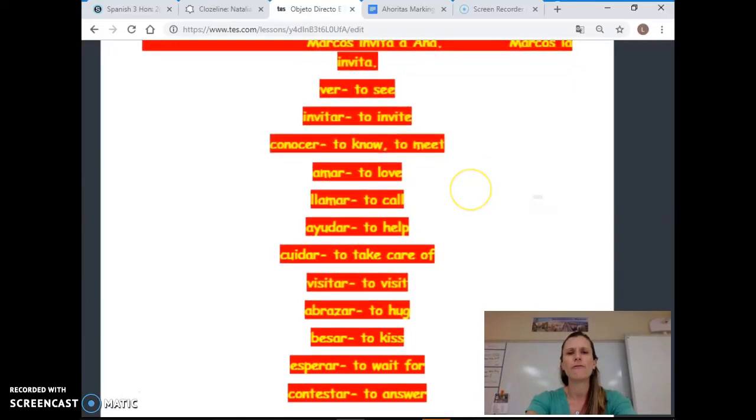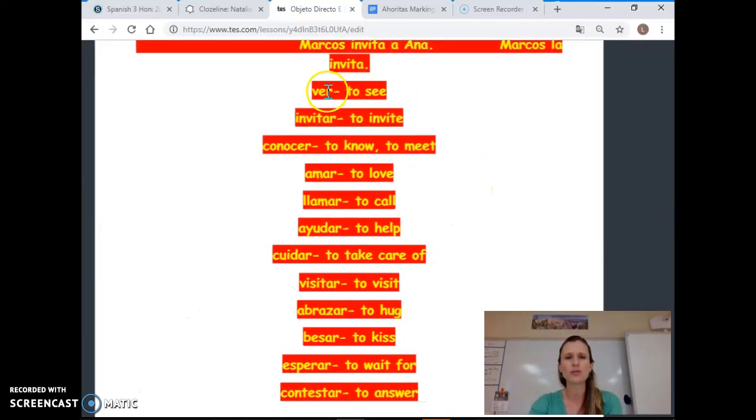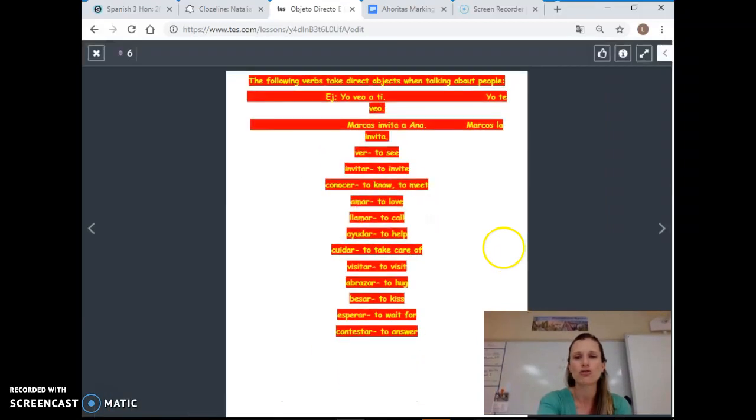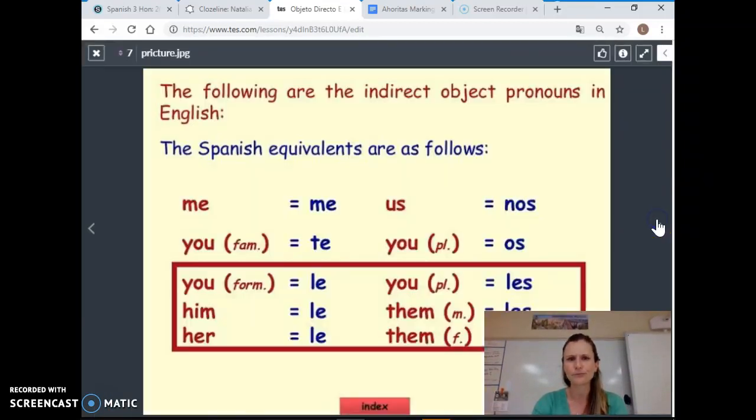These are verbs that you commonly use with people. So you would say, like, I see you. You would be the direct object. We invite them. Them would be the direct object. I call her. Her would be the direct object. So these verbs frequently take people as direct objects.